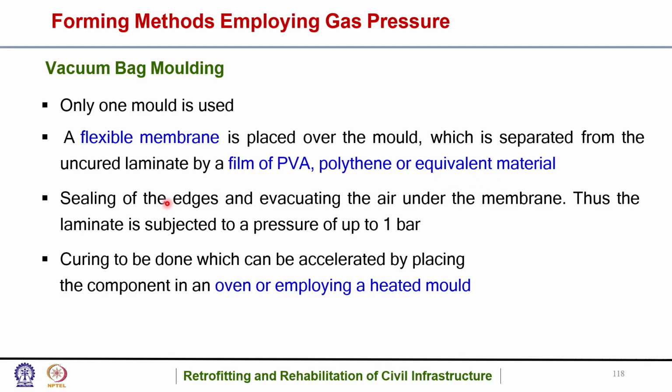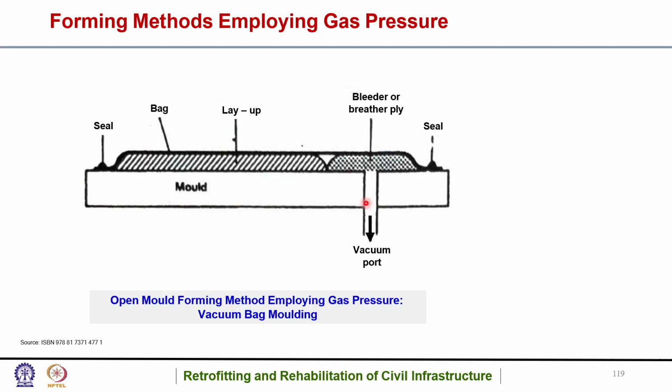polythene or equivalent material, sealing of the edges and evacuating the air under the membrane. Thus, the laminate is subjected to a pressure of up to 1 bar. Curing to be done, which can be accelerated by placing the component in an oven or employing a heated mold. Okay, so that is vacuum bag molding. So this is the open mold forming method employing gas pressure, vacuum bag molding.